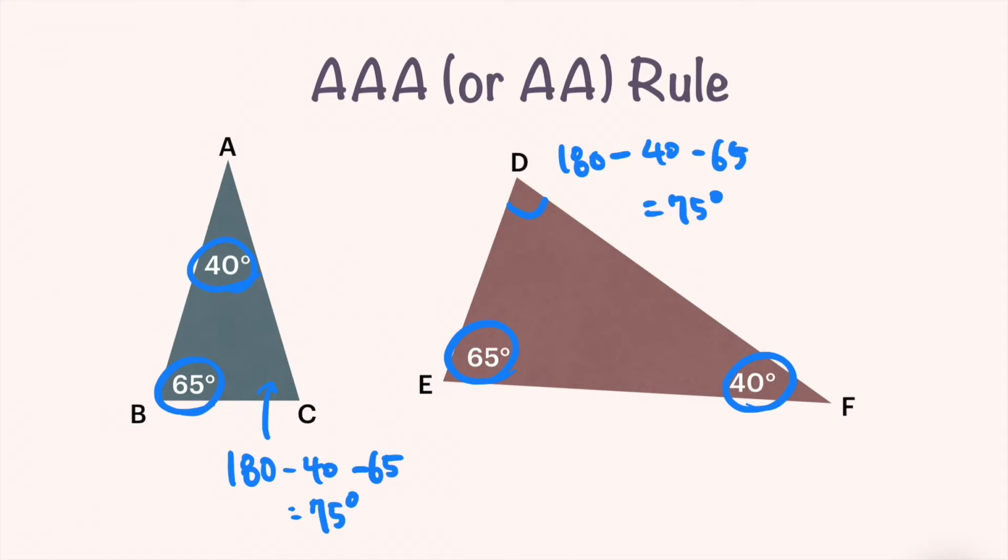And you'll see that this angle, angle C, is the same as angle D. So when two angles of the triangles are the same, the third is always the same as well. And that's why, in practical sense, we don't need to confirm all three angles. If two of the angles are the same, then they are similar triangles.